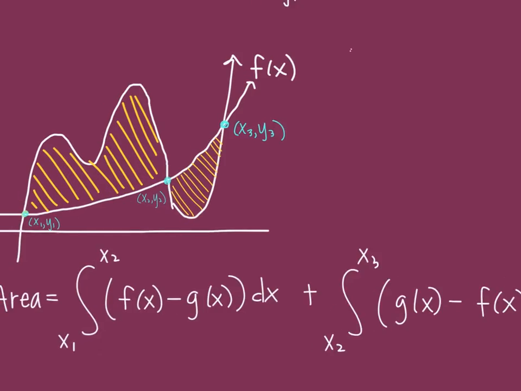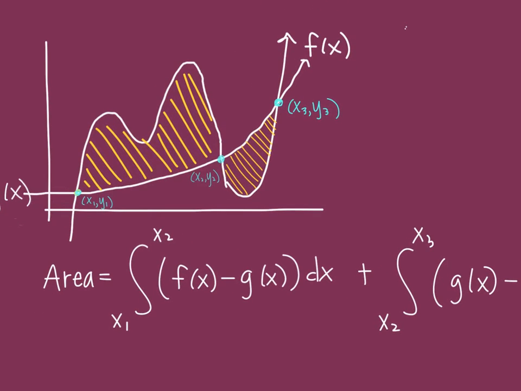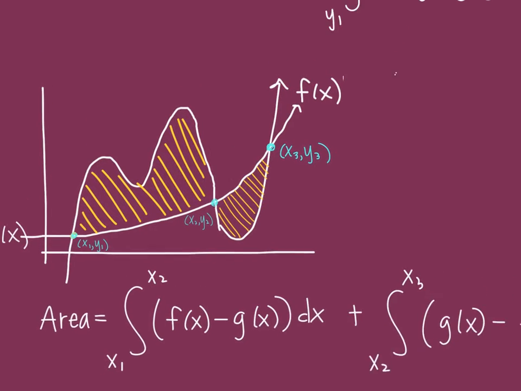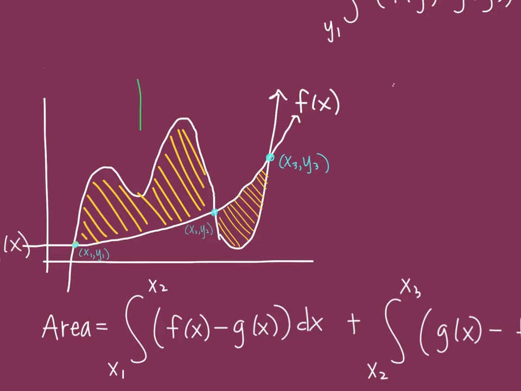If you're not sure which one should come first, I think of the top to bottom approach. If I were to drop an arrow from the top to the bottom, my arrow in that section is going to cross through the f of x function before it would cross through the g of x function. But in the second section, if I dropped an arrow and let it drop through, it would cross through the g of x function before the f of x function. So those two things get reversed.